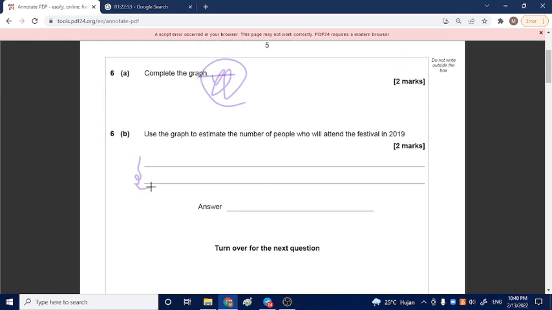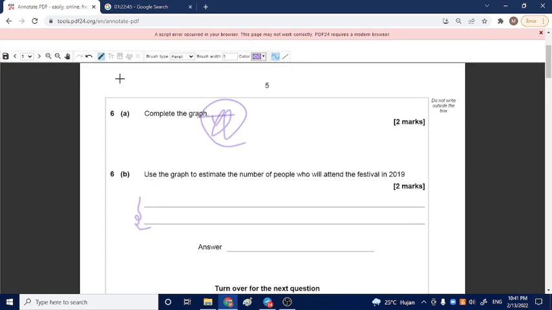What am I supposed to do with this part? I am not sure. Let's just say, text. Prediction from graph. Let's just write that first.